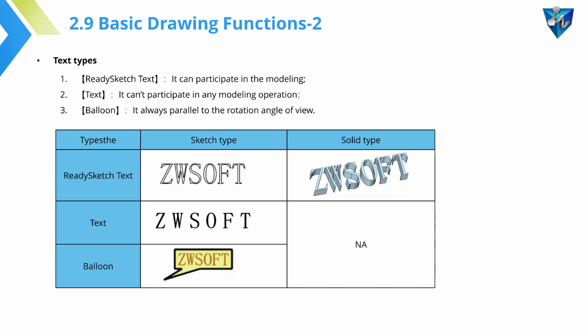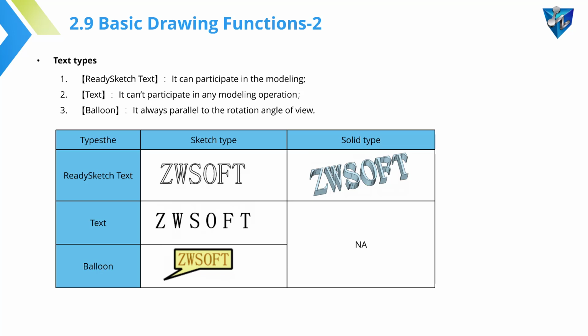And next, I will introduce the text in ZW3D. We provide three different kinds of text in the Sketch module. The first one is the Ready Sketch text, which can participate in the modeling. The second one is the normal text, which cannot participate in any modeling operations. And the third one is balloon. This type is normally used to add some notes for the sketch, and it will always be parallel to the rotation angle of the view.